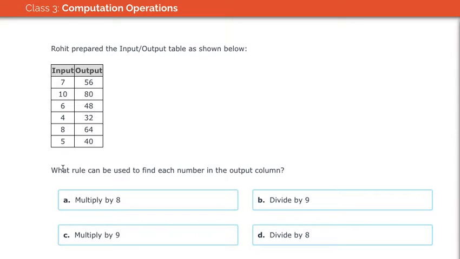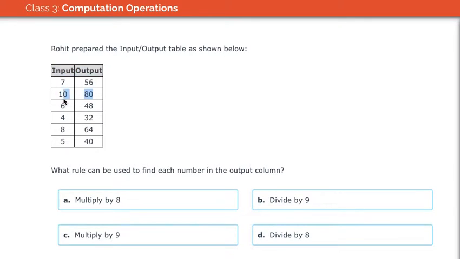Rohit prepared the input-output table as shown below. What rule can be used to find each number in the output column? So, we need to find how these input numbers change to the output numbers. Let's see one common pattern that goes with all of these. 7 and 56, 10 and 80, 6 and 48, 4 and 32, 8 and 64, 5 and 40.